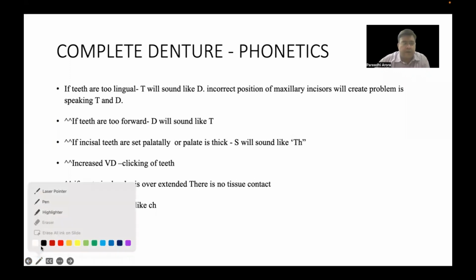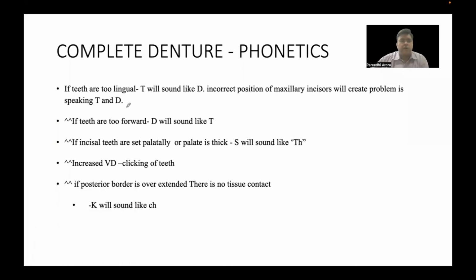So let us begin from the beginning part of it. What kind of questions do you get? The clinical importance of phonetics, right? If the maxillary teeth are placed too lingual, the sound T will sound like D. So this incorrect position, whether it is too lingual or too labial, too forwardly placed, too palatally placed, what is the major problem? The major problem is with T and D. T will sound like D and D will sound like T.